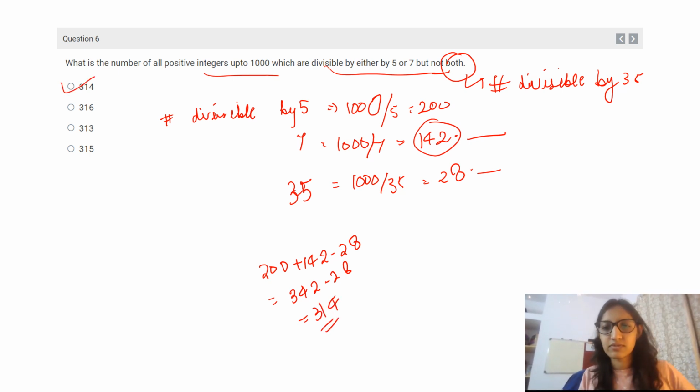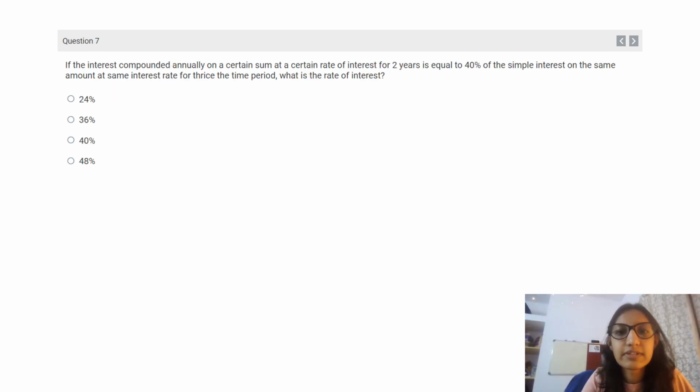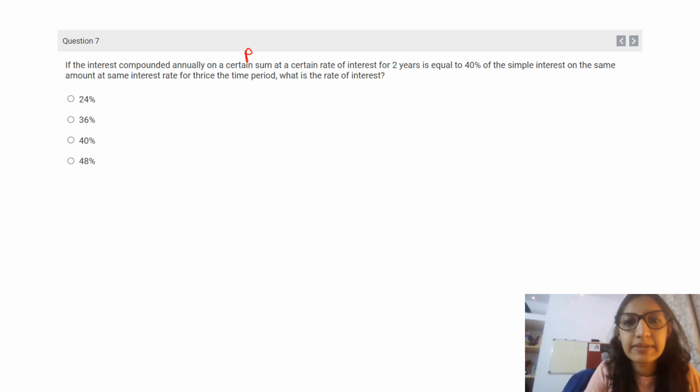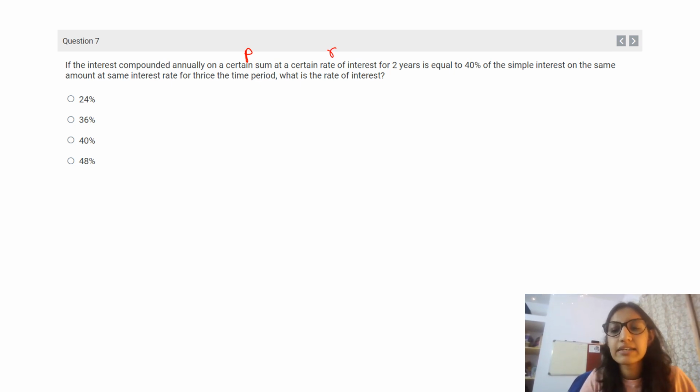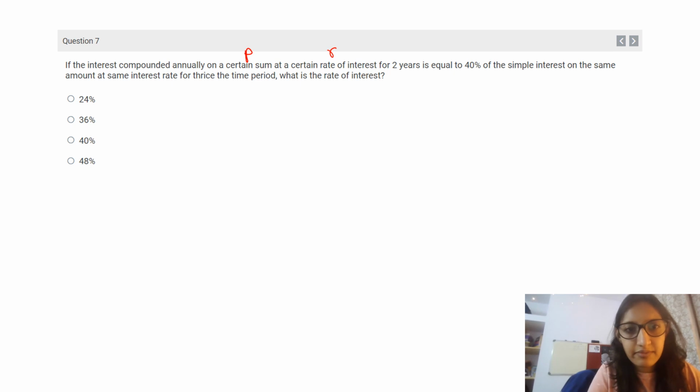Okay, so this was a simple question. Here it's mentioned that the interest compounded annually on a certain sum, let's assume it P, and a certain rate of interest as R for 2 years is equal to 40% of simple interest on the same amount. So okay, let's just write it down.